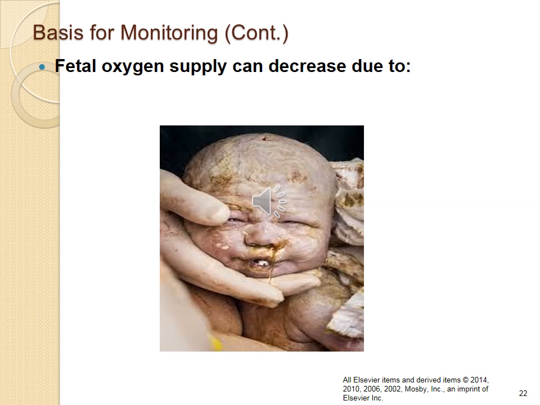Fetal oxygen supply can decrease due to reduction of blood flow through the maternal vessels as a result of hypertension and hypotension, reduction of oxygen content in maternal blood as a result of hemorrhage or severe anemia, alterations in fetal circulation with compression of the umbilical cord, and a reduction in blood flow to the intervillous space in the placenta. These can all cause a decrease in fetal oxygen supply.